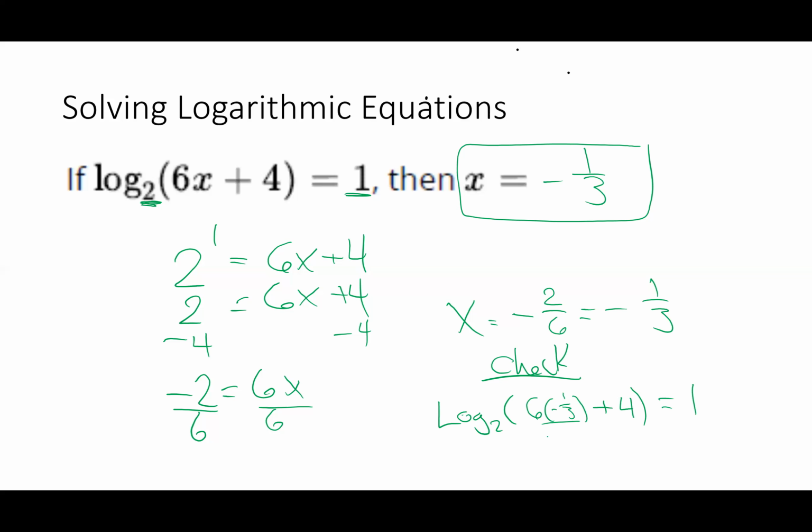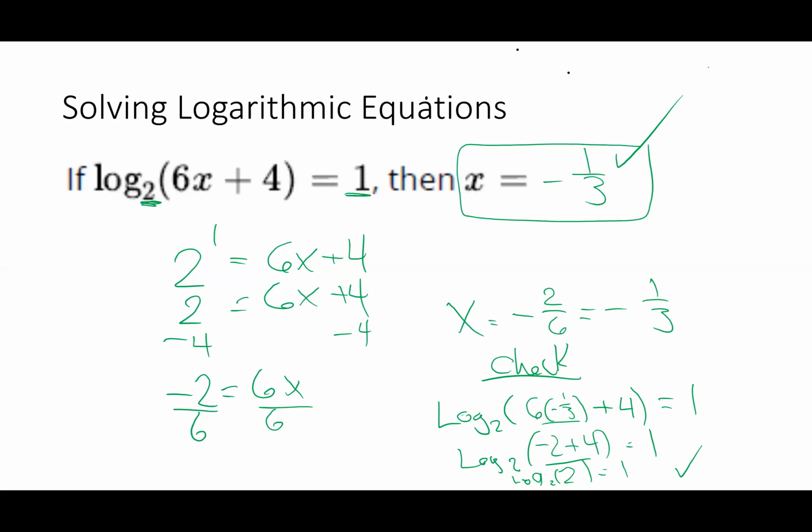So 6 times negative 1/3, that's negative 2 plus 4. Well, negative 2 plus 4, that's going to be 2. That's a positive number. So what I'm saying is log base 2 of 2 is equal to 1. That's fine. I'm plugging a positive number into a log. All is well with the kingdom. This checks out. If it didn't check out, this would be what we call an extraneous solution, where just because we got the answer from a line of algebra, that doesn't mean that that answer actually serves as a solution when we consider the original context of the problem.